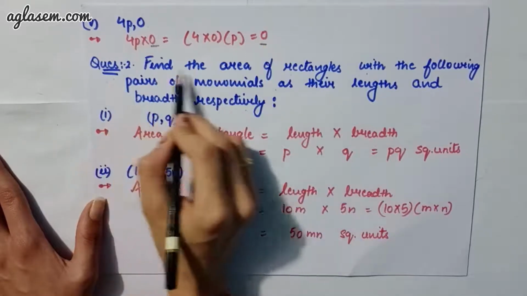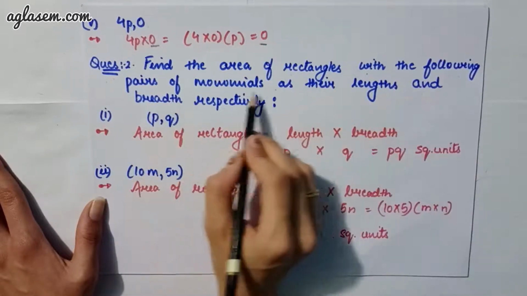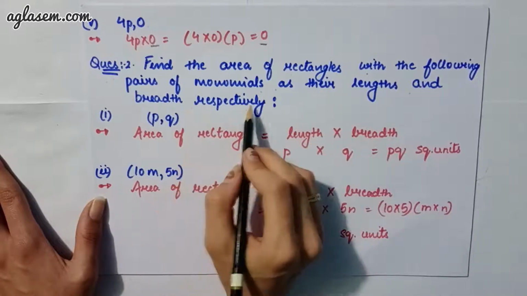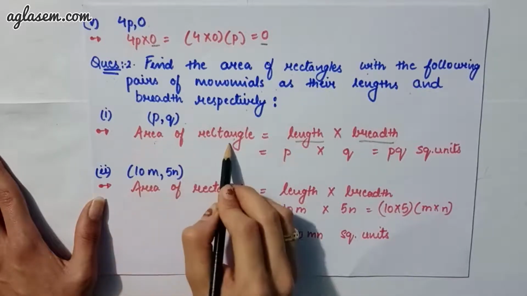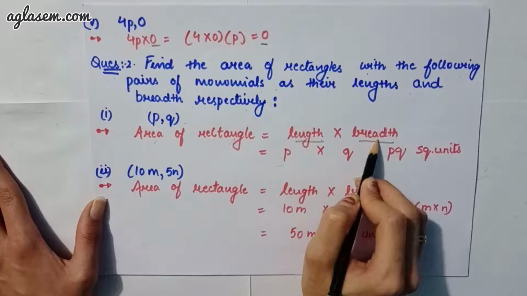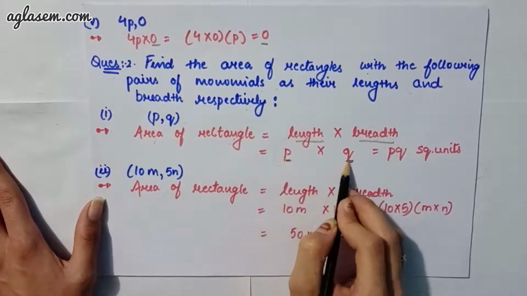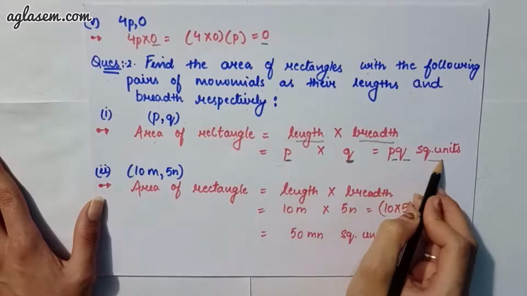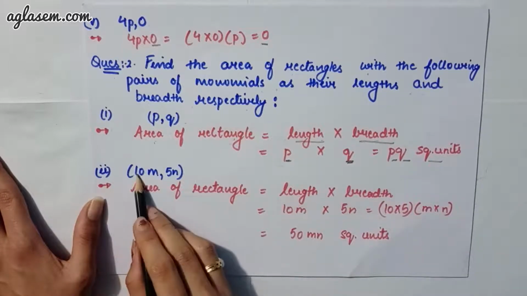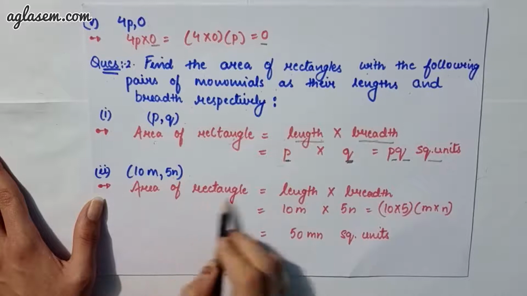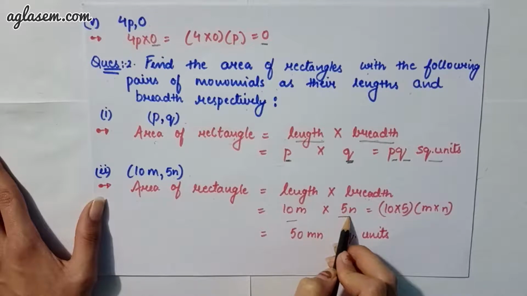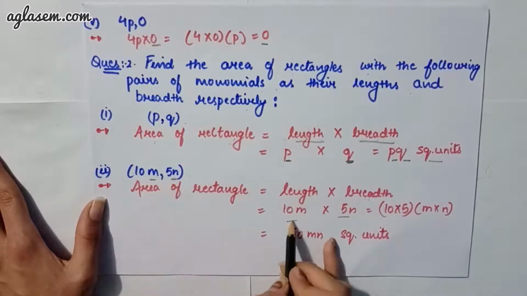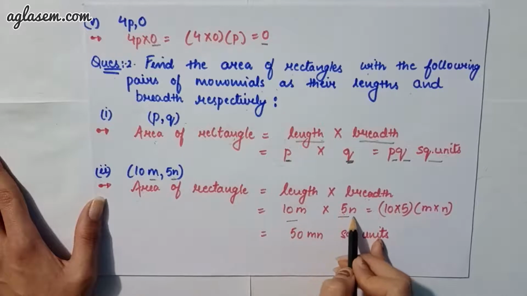Question number 2 says find the area of rectangles with the following pairs of monomials as their lengths and breadths respectively. So part 1 says p, q. So the answer is area of rectangle is equal to length into breadth. So length is p, breadth is q. Therefore pq square units. Moving to our second part, which says 10m and 5n. Area of rectangle is L into B, that is length into breadth. So 10 multiplied by 5 and we have m and n. So 10m into 5n, we will get 50mn square units.